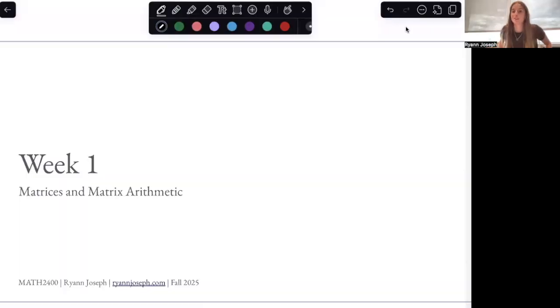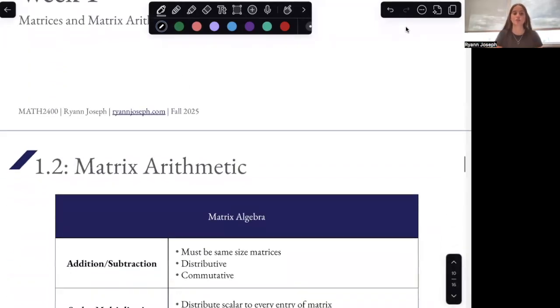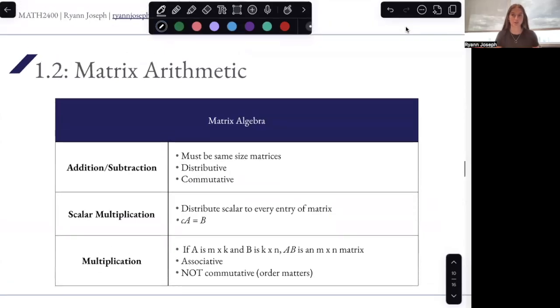Okay, we are going to be covering section 1.2 today of week 1. So again, week 1 is matrices and matrix arithmetic. Section 1.2 is specifically matrix arithmetic. So this slide is kind of all the encompassing ideas of section 1.2, which is about stuff we're going to do to the matrix.